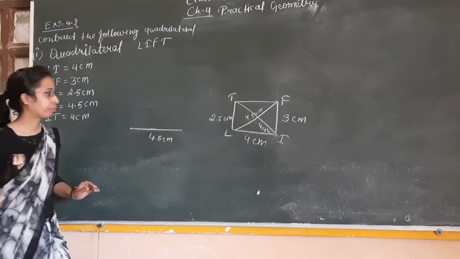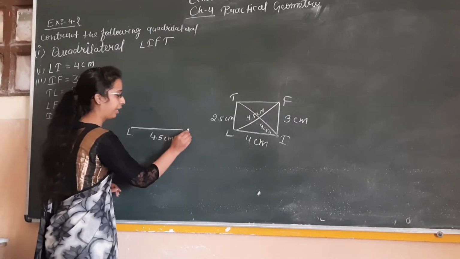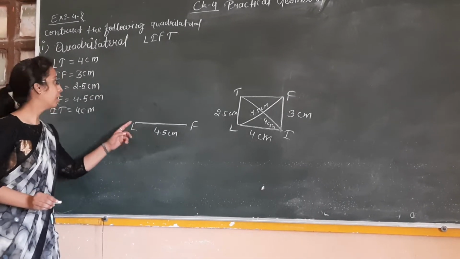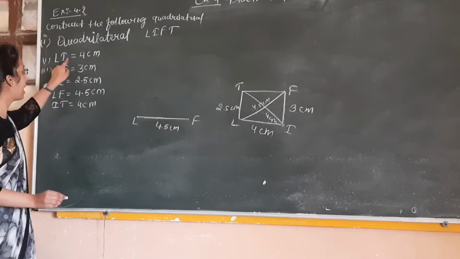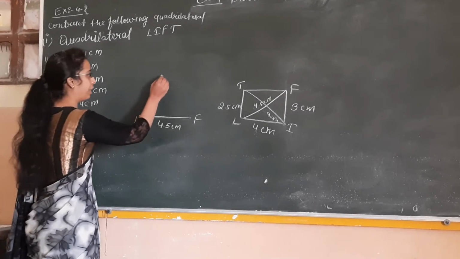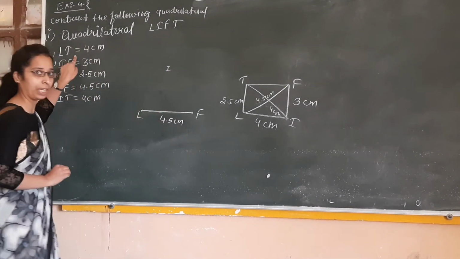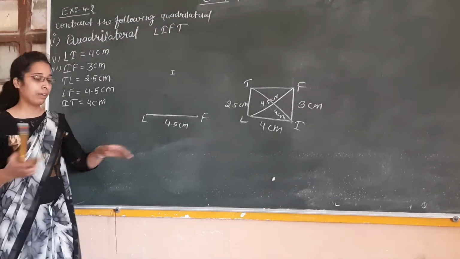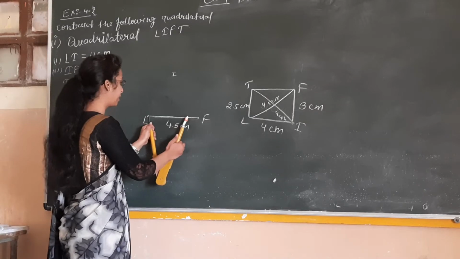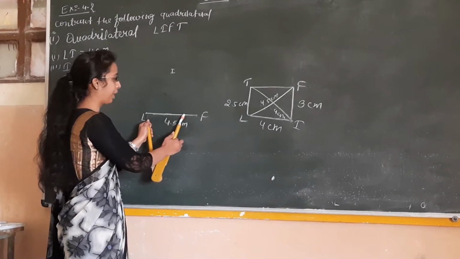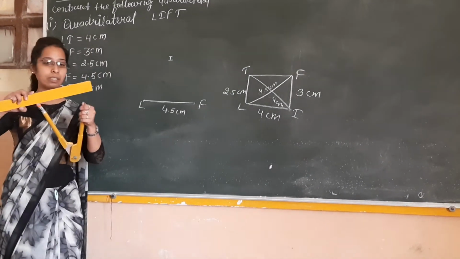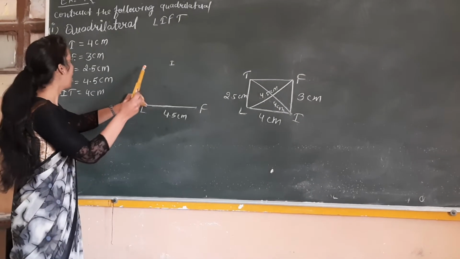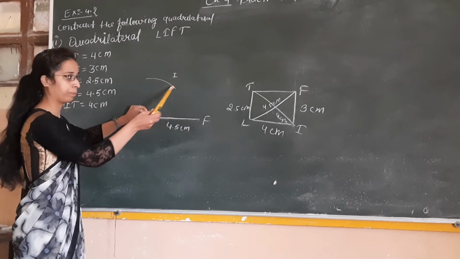Next is L. Which side is made by this point L? The one starting from L is LI. So we draw LI here. I am taking a point for LI at 4 centimeter. This is 4.5, and 4 centimeter we can measure on this ruler. After that we cut the arc of LI, 4 centimeter.